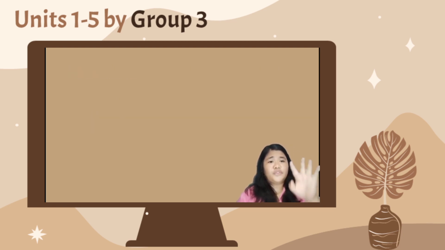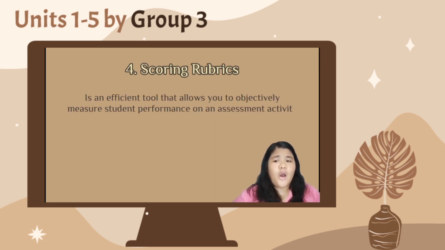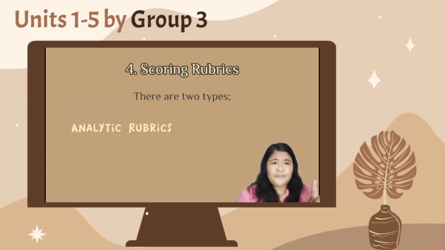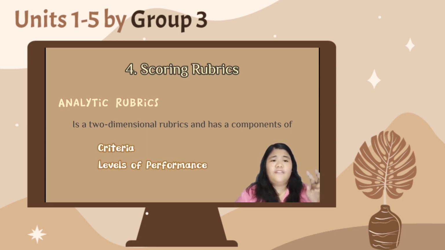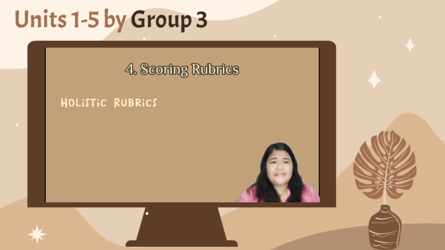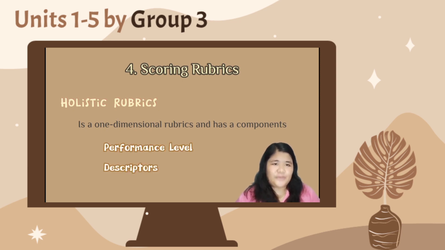Number 4, scoring rubrics is an efficient tool that allows you to objectively measure students' performance on an assessment activity. There are two types, analytic rubrics and holistic rubrics. Analytic rubrics is a two-dimensional rubric and has components of criteria, level of performance, and descriptors. While holistic rubrics is a one-dimensional rubric and has components of performance, level, and descriptors.